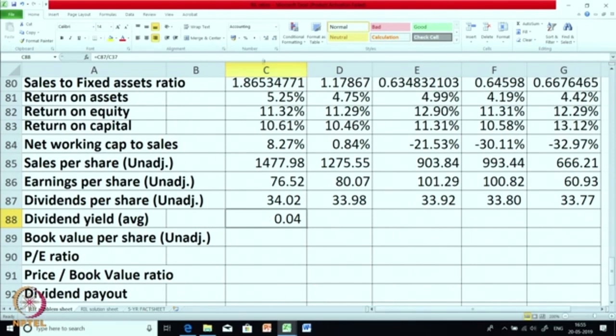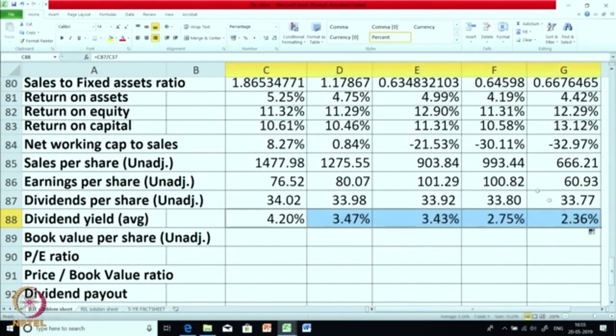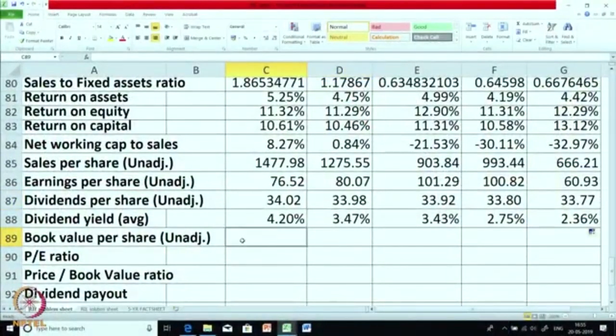0.04. Let us do it as a percentage. So, 4.20%. Over the years it has fallen because market prices have increased, dividend has not increased much. Fine. Now book value per share, this we know from balance sheet, that is the net worth, and calculate it on per share basis.